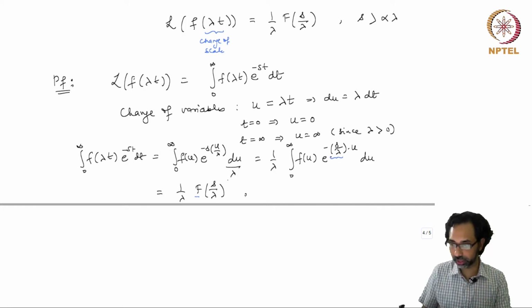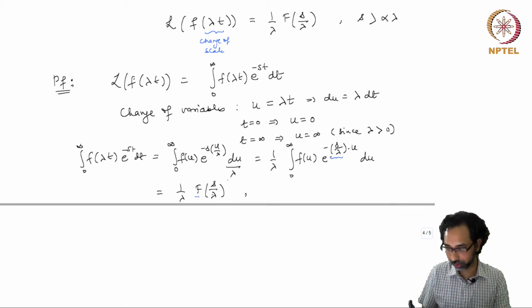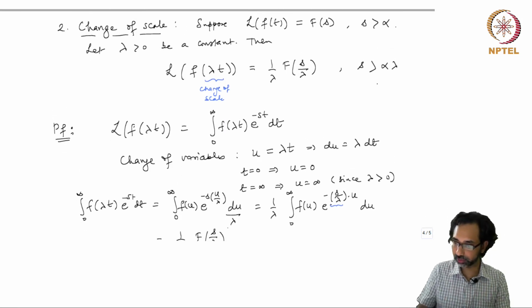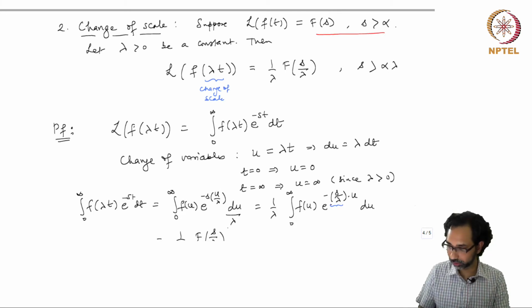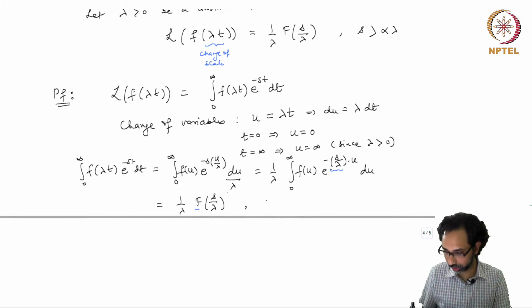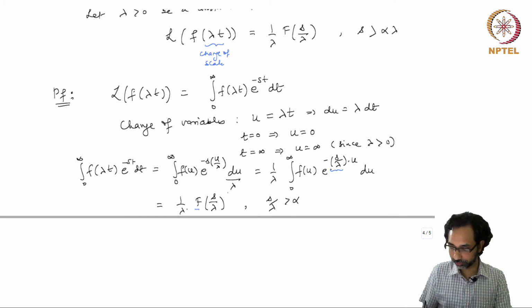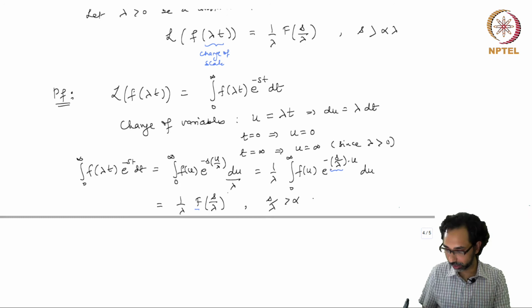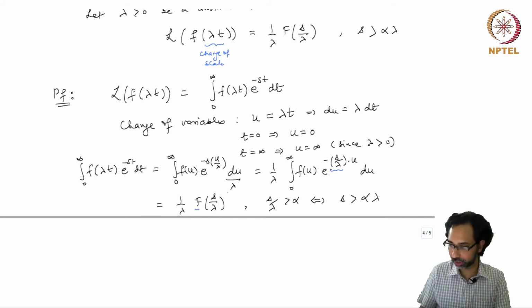Now the only thing left is to see the region of convergence for this function capital F of s over lambda. Note that the original function F(s) was defined in the region s greater than alpha. So since we are changing the scale here, we need s by lambda greater than alpha, so that this capital F is well defined, and this is equivalent to saying that s is greater than alpha lambda. So we have shown the change of scale property.